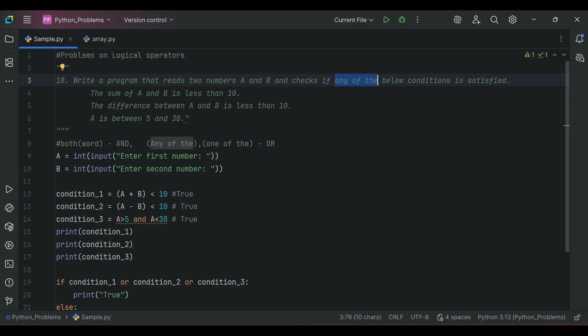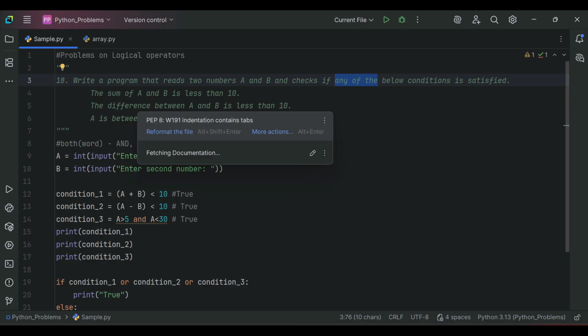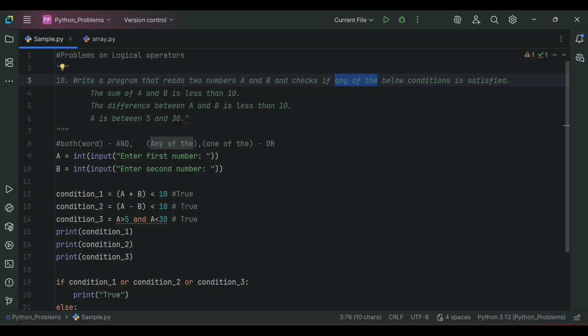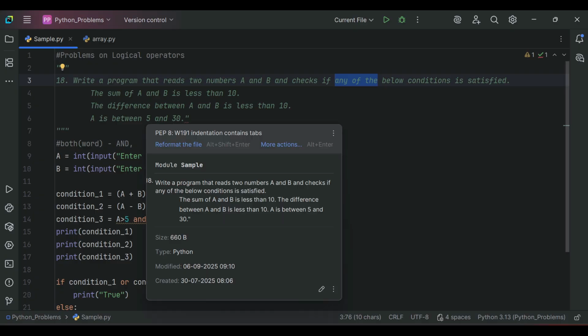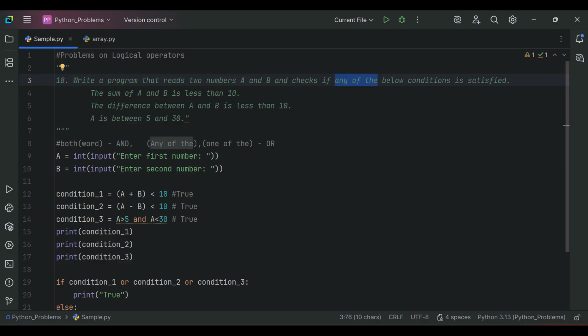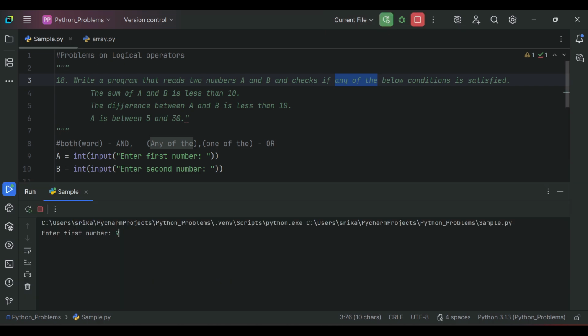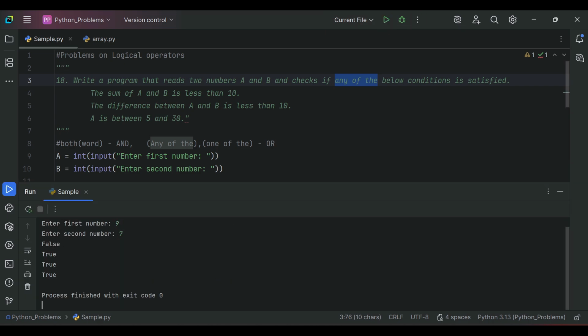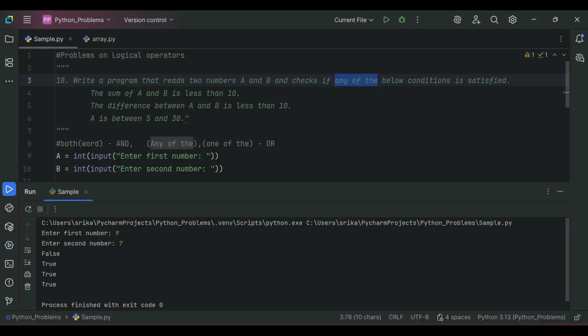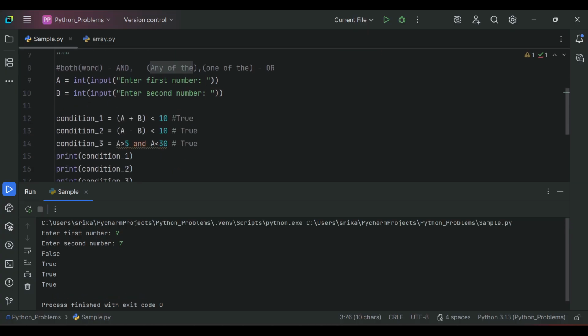And the second condition is the difference between a and b is less than 10. The difference means a minus b is less than 10. And the third condition is the number a is between 5 and 30. That means a is greater than 5 and a is less than 30. Now see the output. Here the first number I am giving 9 and the second number I am giving 7. What is the first condition? a plus b is less than 10.